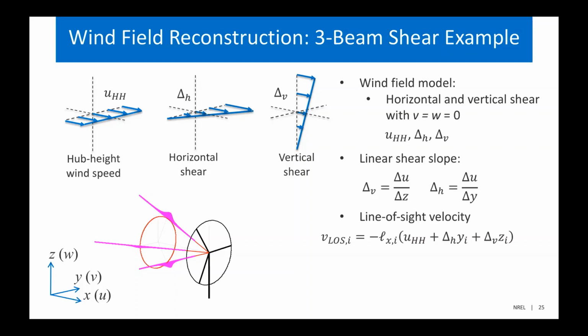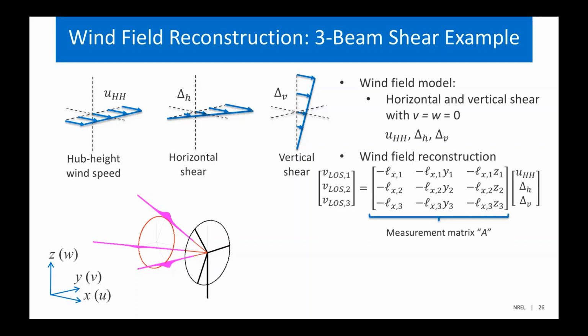So now the line of sight velocity that's measured by a LiDAR beam is going to be a linear combination of the hub height wind speed, and then the horizontal and vertical shear slopes. So let's assume we have a 3-beam LiDAR. So we have 3 measurements and 3 unknowns. So we can rewrite these line of sight velocity equations as a matrix equation where we now have our 3 line of sight velocities as a function of hub height wind speed, horizontal and vertical shear, multiplied by our measurement matrix. So again, this is easy. We just invert that measurement matrix and can directly solve for our hub height wind speed, horizontal shear, and vertical shear terms.